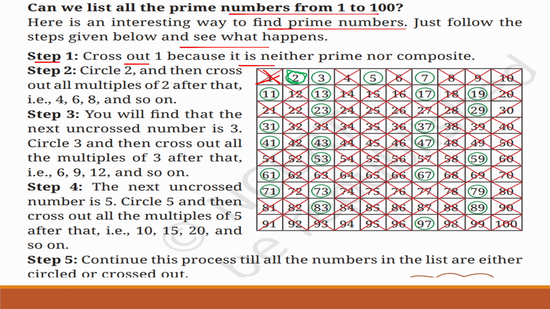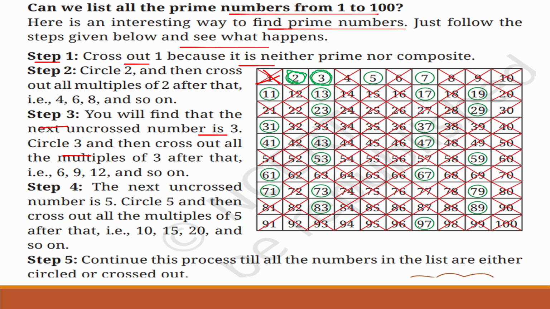All other multiples of 2 you have to cross. Then step 3, you will find that the next uncrossed number is 3. Circle 3 and then cross out all the multiples of 3 after that. That is 6, 9, 12 and so on. So you circle 3 and then cross out all other multiples of 3 like 6, 9, 12, 15, 18 like that.